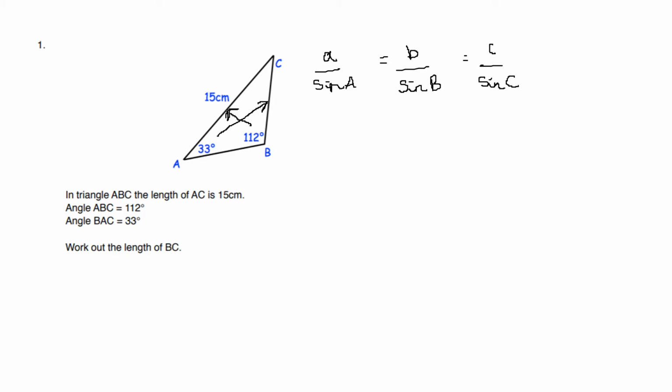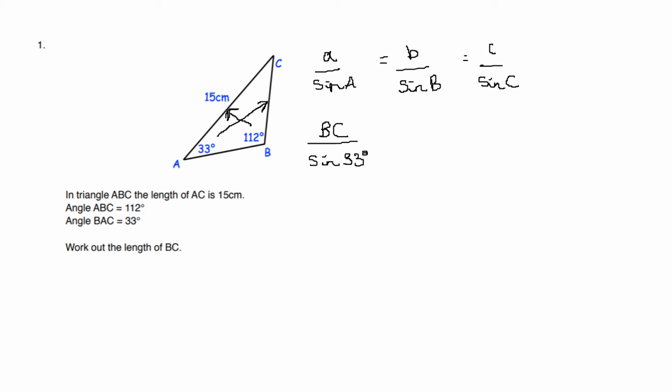So I want to find BC, so I'm going to have BC over sine 33 degrees. Now remember, you can only have sines of angles, you can't have sines or cosines or tangents of side lengths. So your side length will go where the a or the b or the c is, and your angles will go with the sine, so sine A, sine B or sine C.